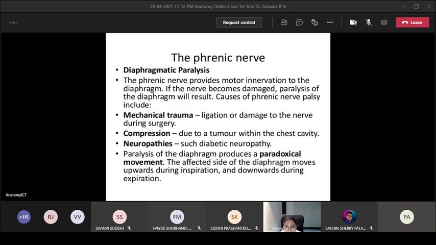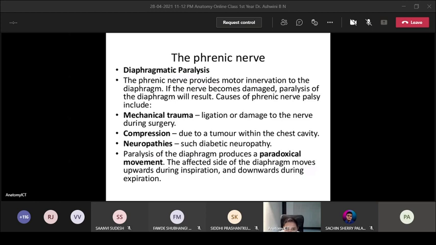Then the clinical aspects. Phrenic nerve injury causes paralysis of the diaphragm. The diaphragm is supplied separately by the right phrenic and the left phrenic. The right phrenic nerve mainly supplies the right dome of the diaphragm and the right crus of the diaphragm, whereas the left crus and left dome are supplied by the left phrenic nerve. The left phrenic nerve, along with the left crus, also supplies the central tendon of the diaphragm.